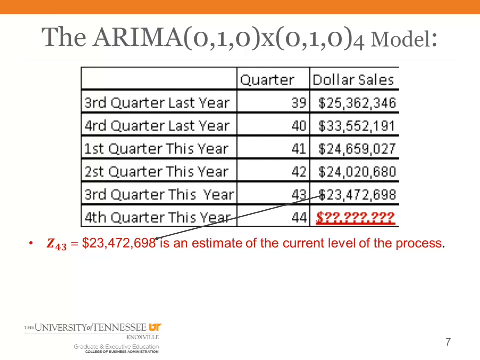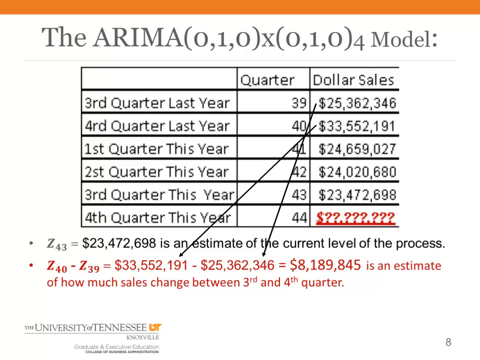If we express that rule in mathematical terminology, what we will have defined is an ARIMA 010 by 010 sub 4 model. In other words, a combination of two random walk models. One is tracking the level of the process, the other is tracking the seasonal pattern. So first of all, you'd say, let's start with the current observation, which is going to be our guess of the level of the process. That would be Z43, the current period.